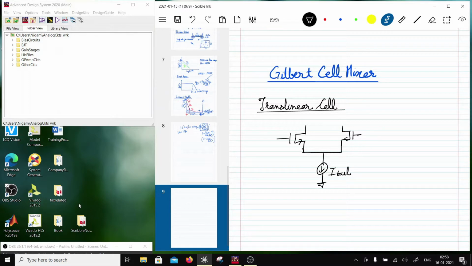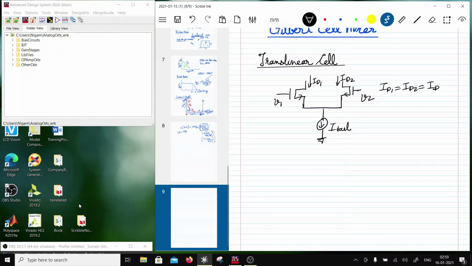Now these are given two inputs, let's say V1 and V2. When V1 is equal to V2, then the two currents ID1 and ID2 are going to be equal. So ID1 is equal to ID2 equal to ID. So this is what happens.